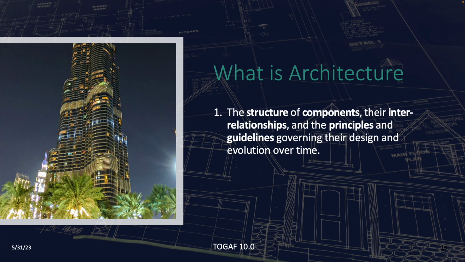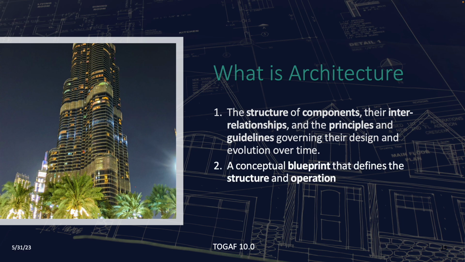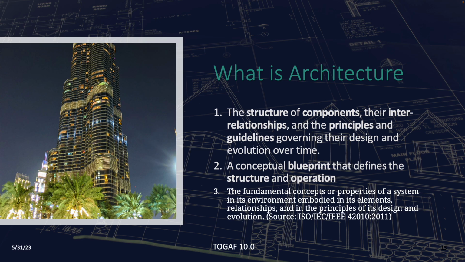Now let's say, what is architecture? The second word. It's a structure of components, their interrelation, and the principles and guidelines governing their design and evolution over time. A conceptual blueprint that defines the structure and operation, the fundamental concept or properties of a system in its environment, embedded in its elements, relationships, and its principles of design and evolution, as per source ISO 42010-2011.